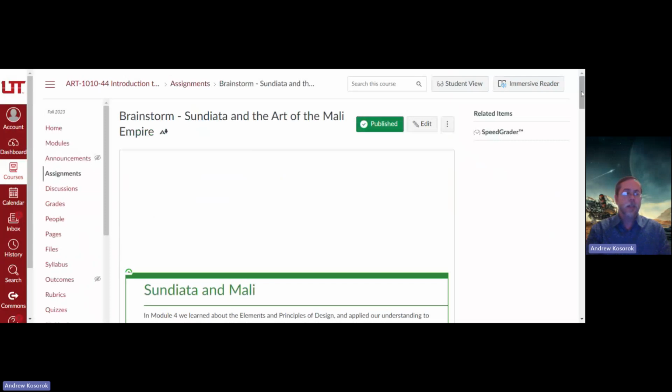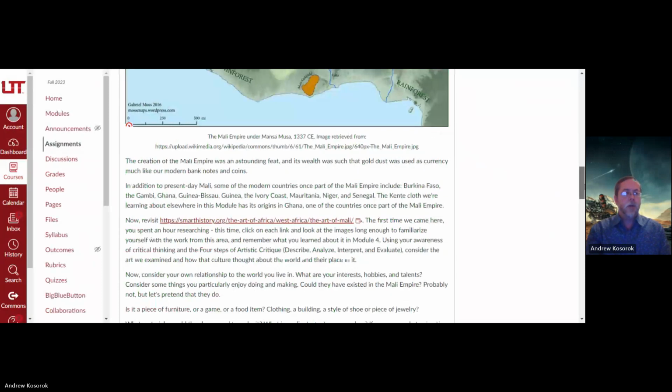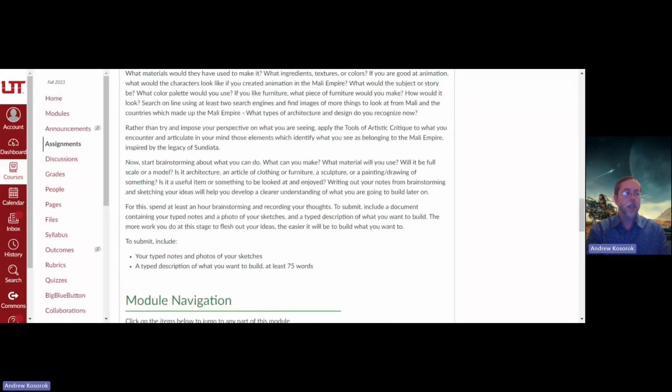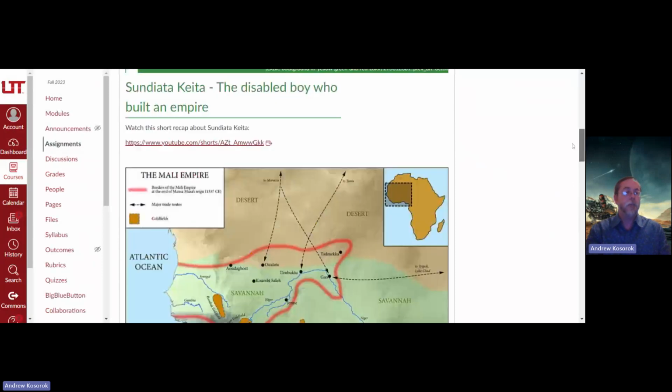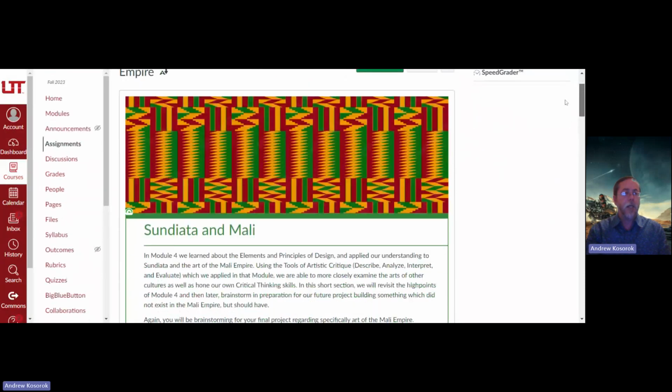Now, the next assignment is a brainstorming. On this one, you are going to type the notes and photos of your brainstorming session, essentially. That's what you're going to be sharing with me. You're going to be doing brainstorming with somebody, and I'm going to go back and talk about that just a little bit.